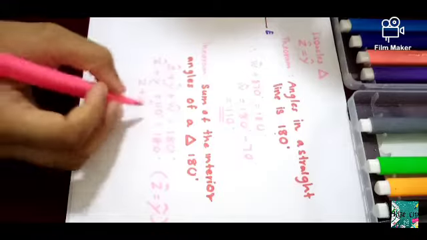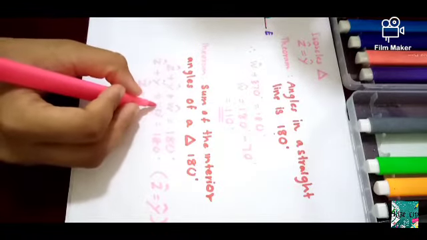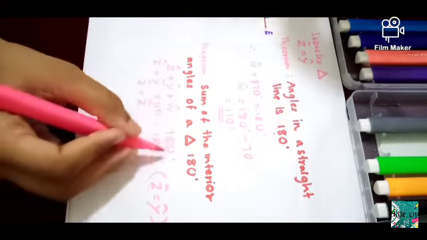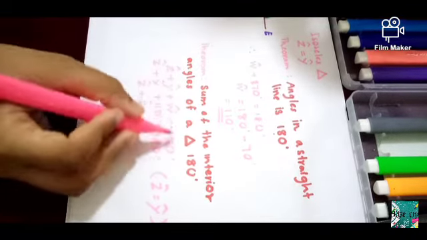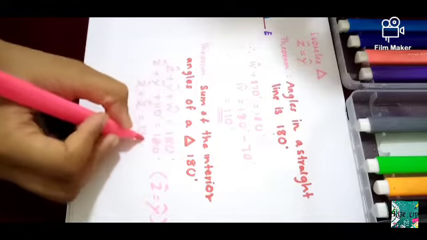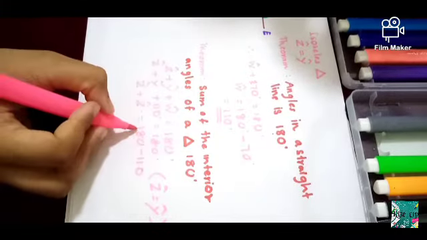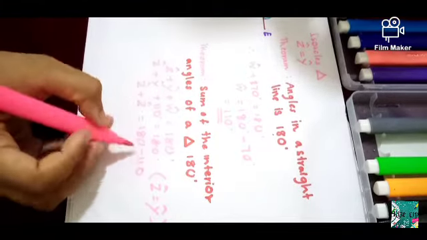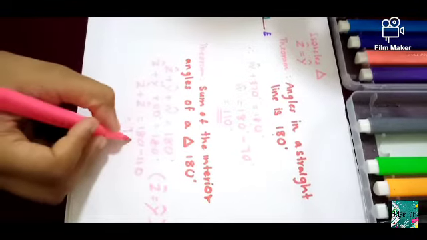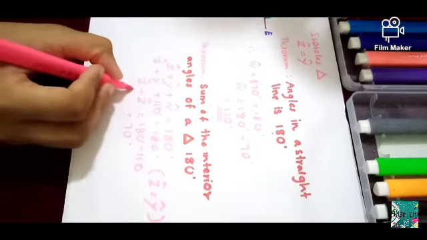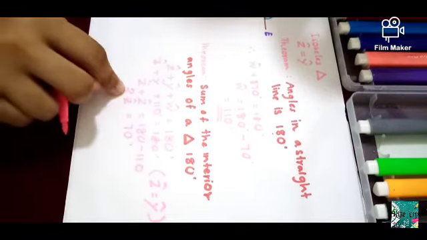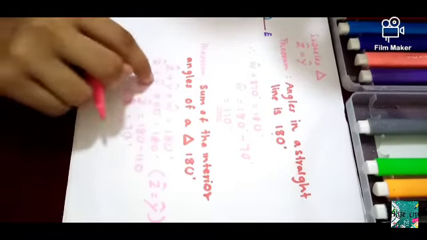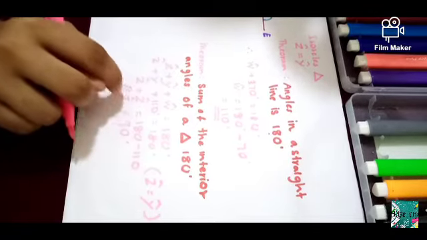Did you understand? So Z plus Z plus 110: 110 is a number, so we take it to the other side since they are not like terms. Since it is a positive 110, when it goes to the other side, it becomes negative 110. So 180 minus 110 is what? 70 degrees. So 2Z is equal to 70. How did 2Z come? I took Y also as Z because they are equal. Okay, so 2Z is 70.